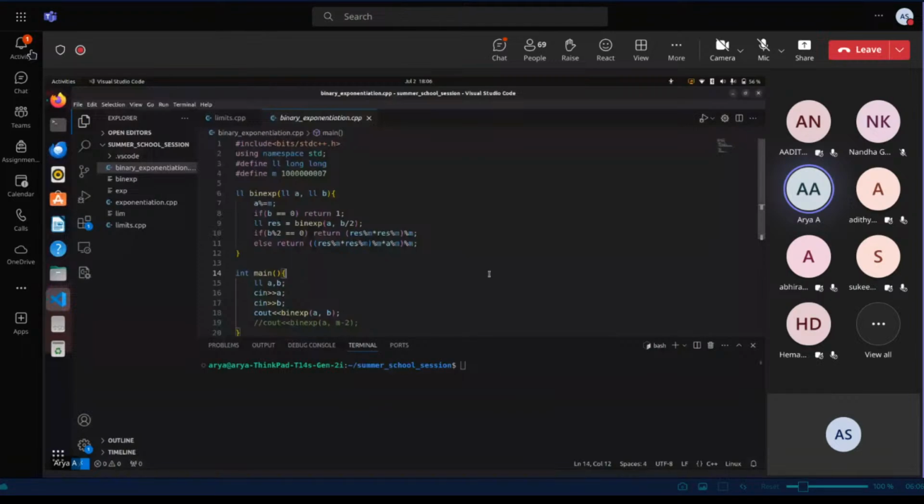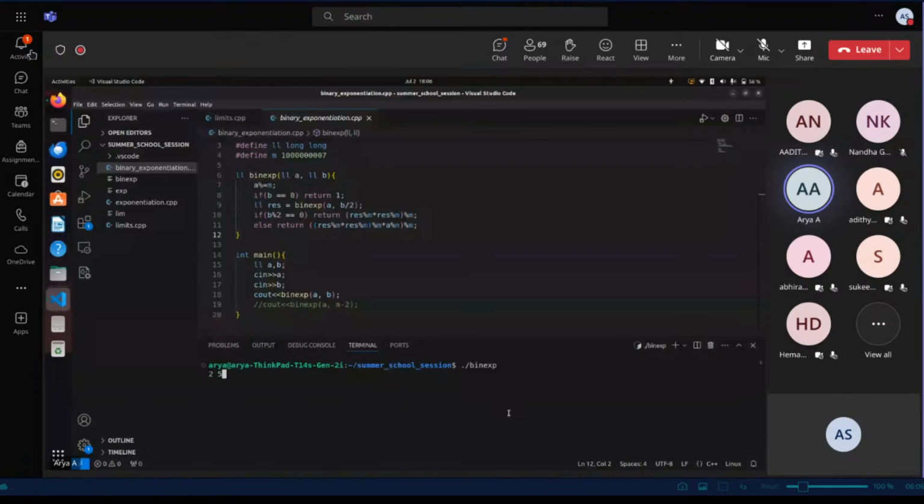So let me run this. This is just to show that this is indeed correct. So let me use 10 power 10 now. Okay, so you can see that the answer just came out in a fraction of a second, unlike the normal exponentiation algorithm. This is not exactly 2 power 10 power 10. This is 2 power 10 power 10 under this modulo 10 power 9 plus 7. So this is that.